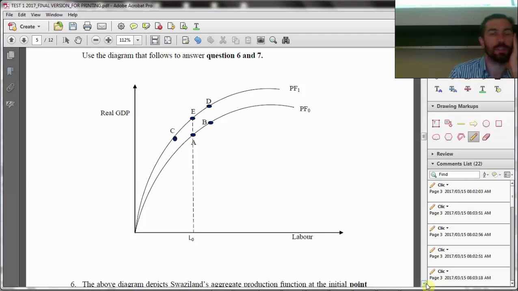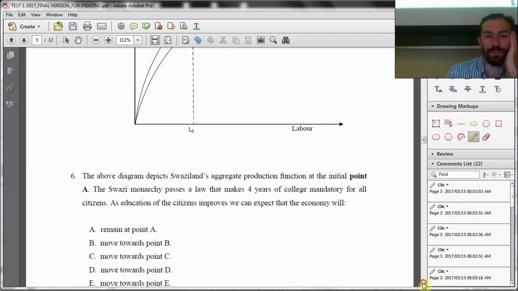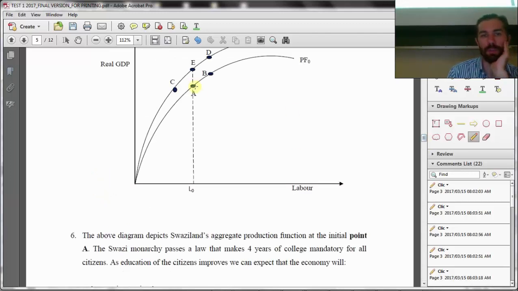So you have this production function, and you're told that you're at point A. That's where you start. It says everyone has to do an extra 4 years of education, which is going to make you more productive. If that happens, where are you going to move from point A?